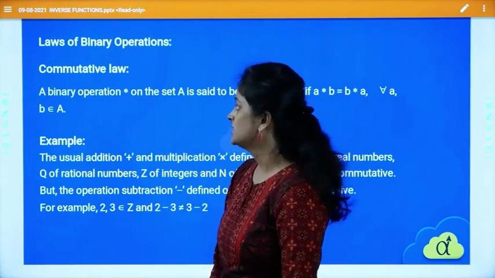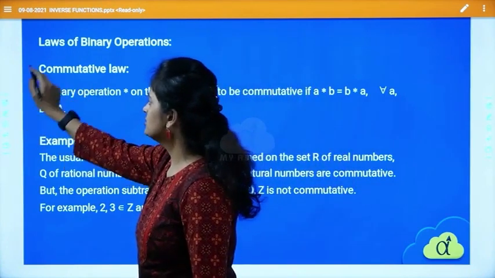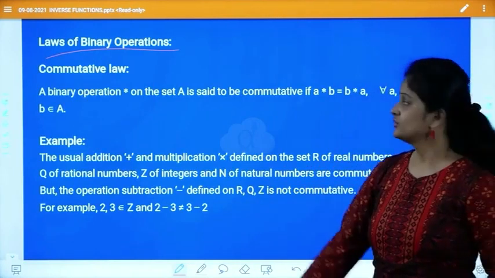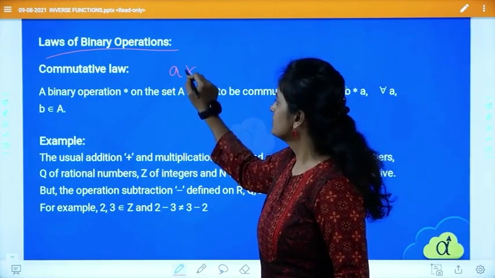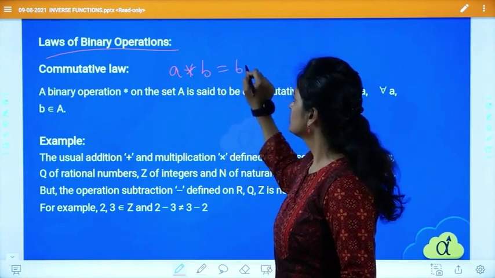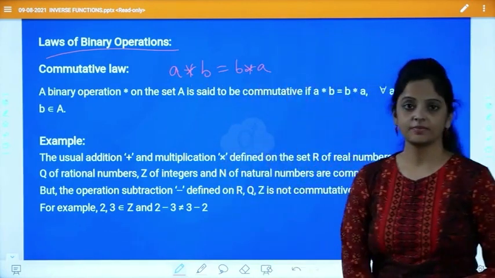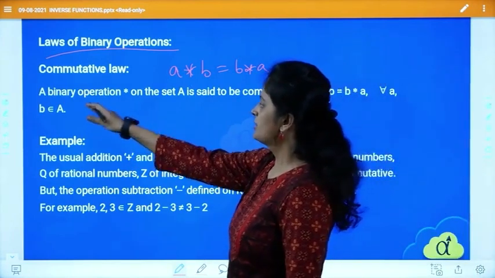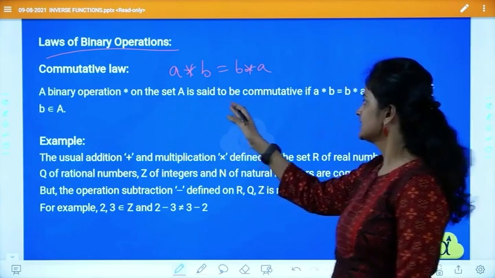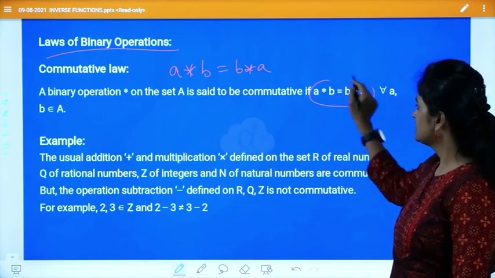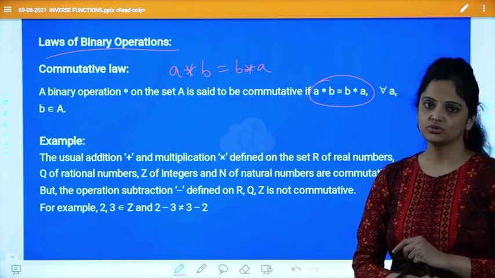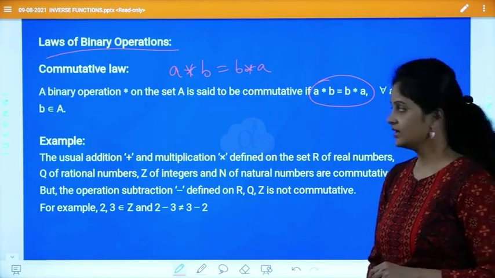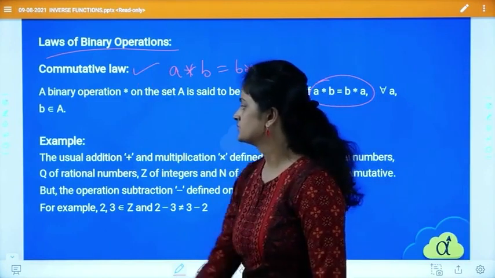So laws of binary operation: first comes the commutative law. Commutative law means what? A star B should be equal to B star A. Then only it is taken as commutative. See, binary operation star on the set A is said to be commutative when A star B is equal to B star A, and A and B both belong to A. That is the commutative law.